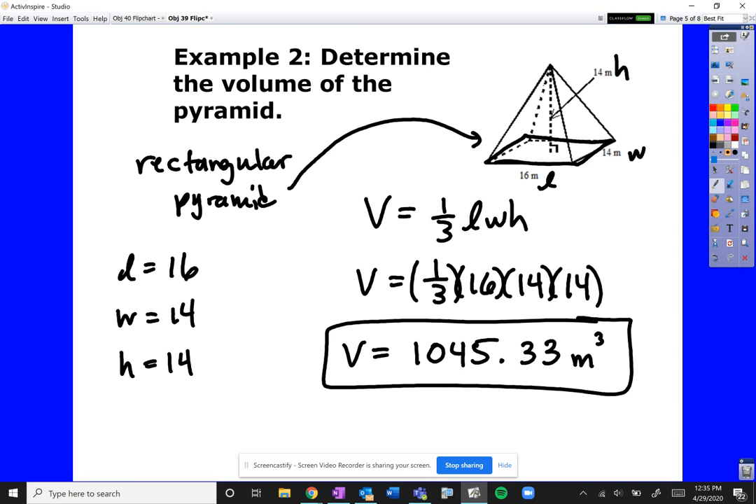Now, one of your answers might look like this. It might look like 1045 and 1/3. So either way, we can see that 1045.33 is the same thing as 1045 and 1/3 meters cubed.